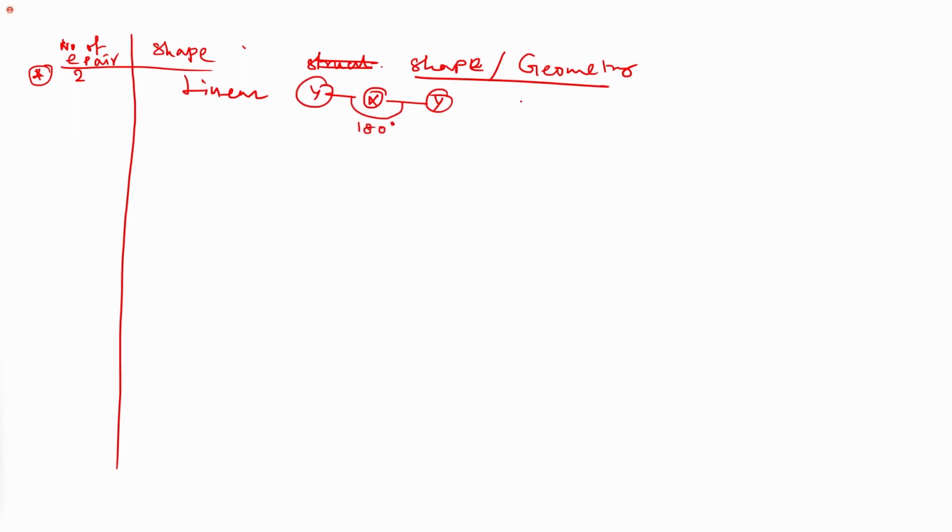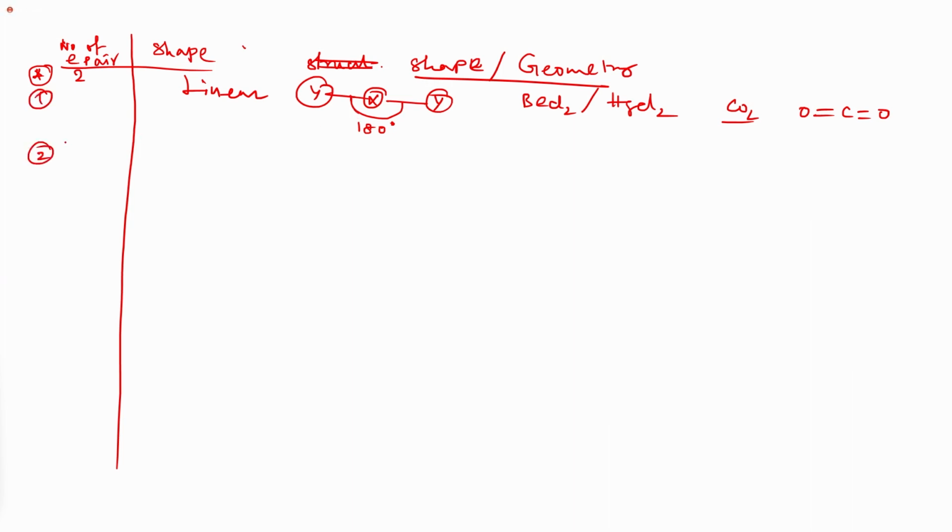Like for example, very important, right? HgCl2. These are all the linear structures, CO2 structure, C2O2. So these are the linear. The angle between these two bonds will be 180 degree.